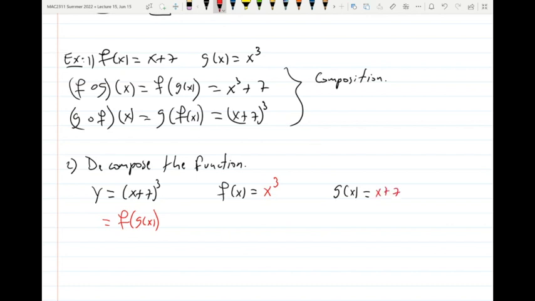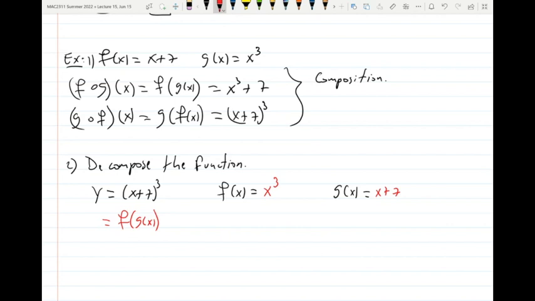Does everybody understand this? Hopefully these are the two things that come to your mind. Maybe you get them the wrong way. Then always check. Plug one into the other and make sure that you get the function that I gave you. If you get something else, then that means you need to switch.